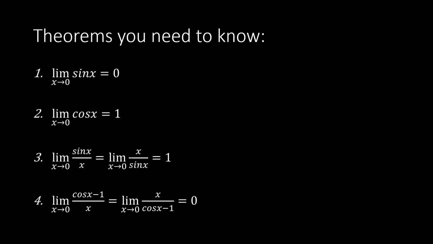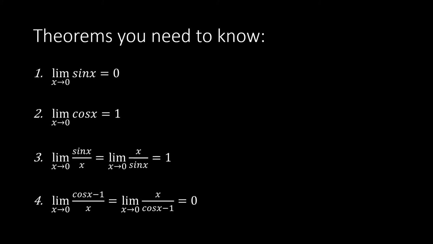These are theorems you need to know by heart. You have to know the limit of sine x as x approaches 0, it's 0. This is easy, you're going to substitute 0. We know sine of 0 is 0, and we know cos of 0 is 1. But number 3 and 4 are very important.